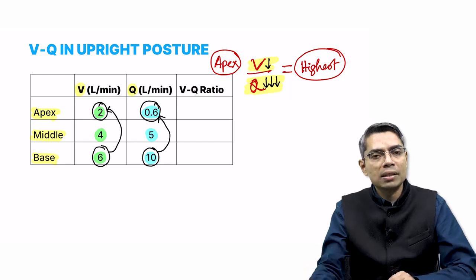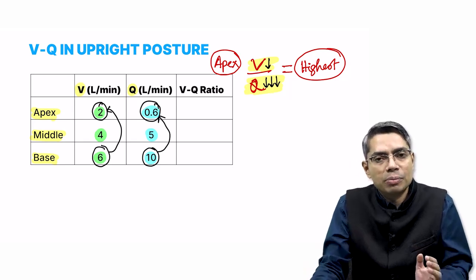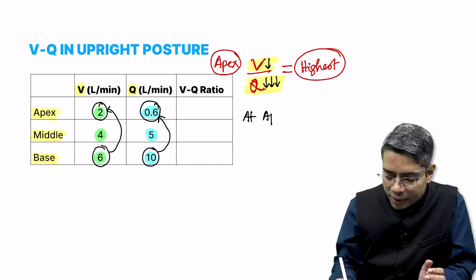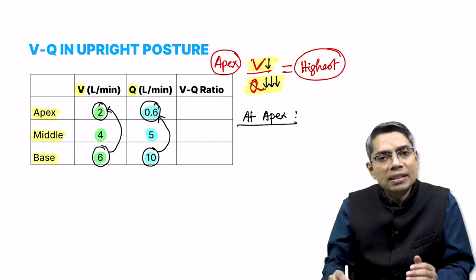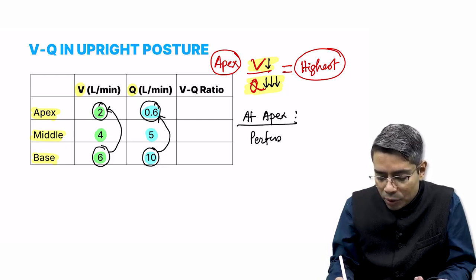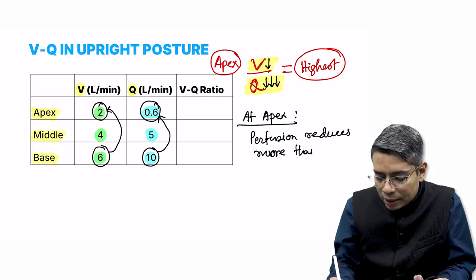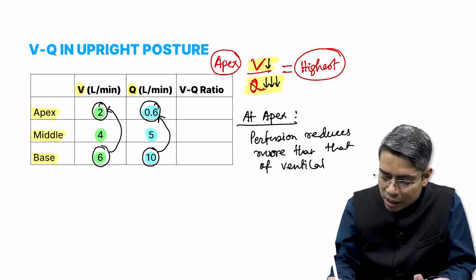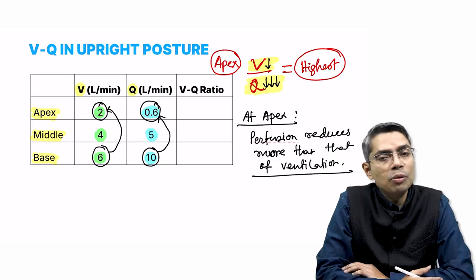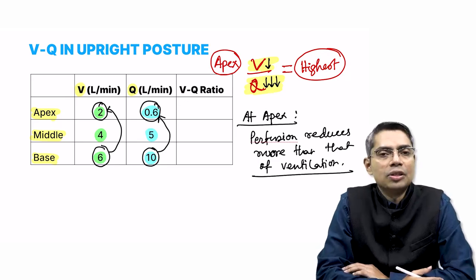So what will be the answer if the question is why the VQ ratio is maximum at the apex? Your answer will be that at the apex, ventilation reduces, perfusion also reduces, but perfusion reduces more than the ventilation. And because we are taking a ratio, the denominator of the ratio is reducing more than the numerator. So what will happen to the ratio? The ratio will be maximum.